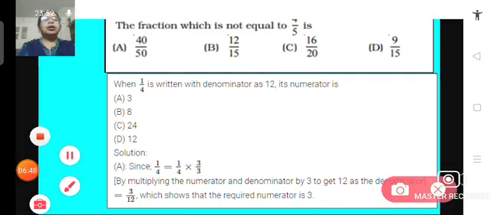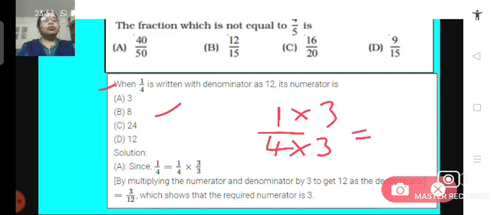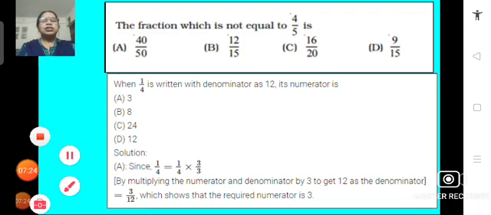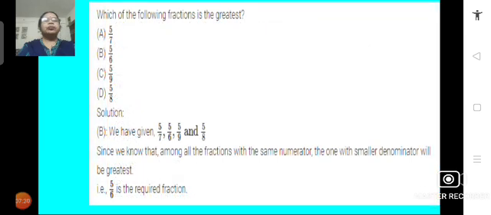Now next question. When 1 upon 4 is written with denominator as 12, what will be the numerator? Its numerator will be, we have 4 options given. So since 1 upon 4, how do we get the denominator 12? We get the denominator 12 by multiplying both the numerator and denominator by 3, isn't it? So what will be the numerator? It will be 3 when we have the denominator as 12. So option A is the correct answer for this question.